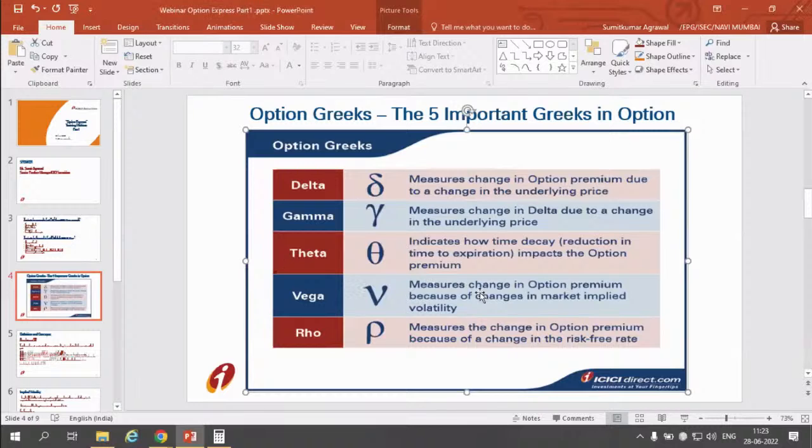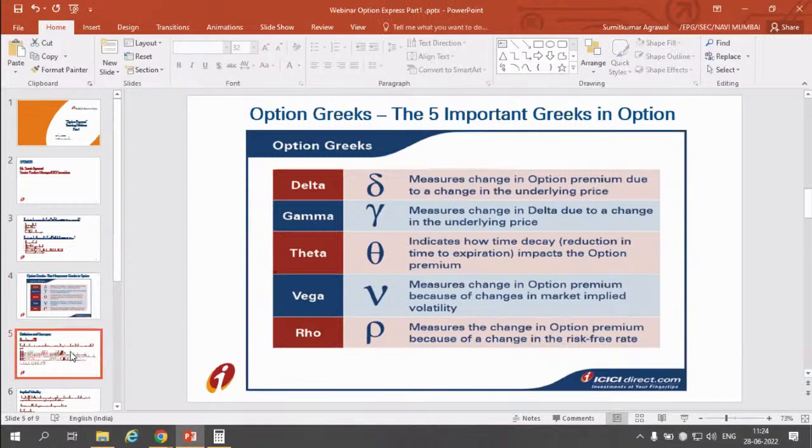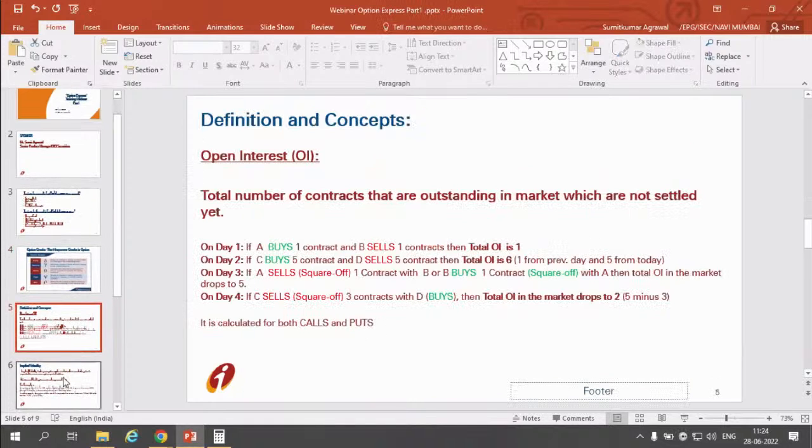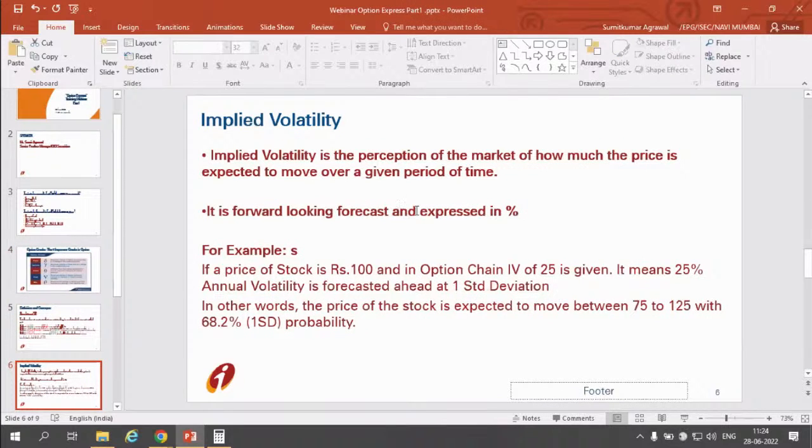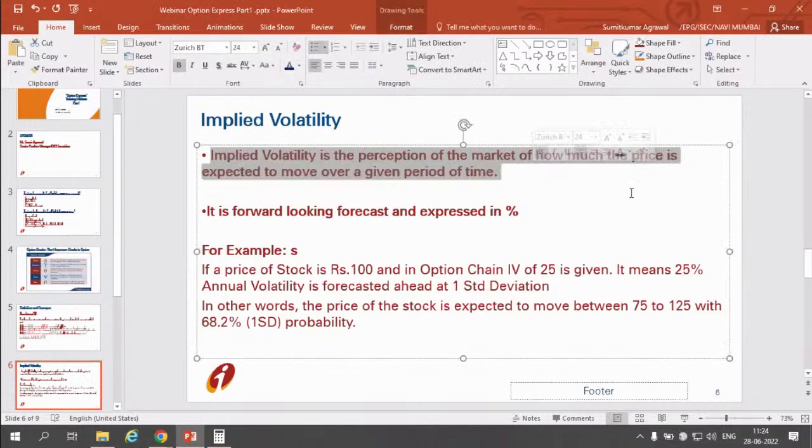Next is Vega, a measure of change in option premium because of change in the market implied volatility. Before we get onto Vega, first I'll need to cover what is implied volatility, basically. So I have a slide on that. What is implied volatility? Implied volatility is nothing but the perception of the market of how much the price is expected to move over a given period of time.